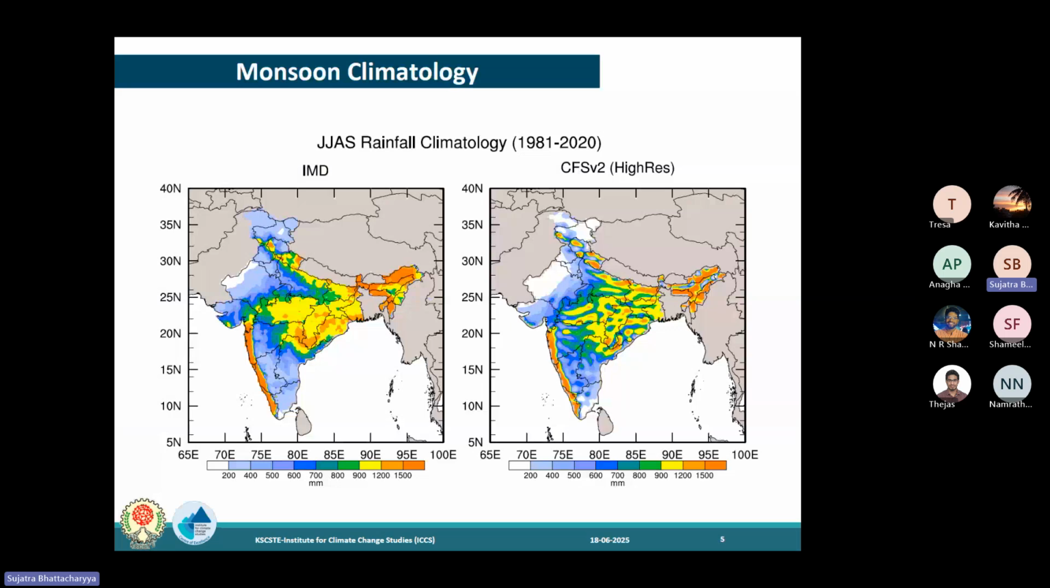So how the new model looks, the seasonal mean pattern with respect to IMD. This is the seasonal rainfall climatology between 1981 and 2020. I have excluded the last 5 years. I could have included that also, but the pattern may not change much. But what you can see here on the right side is the CFS V2 simulation.